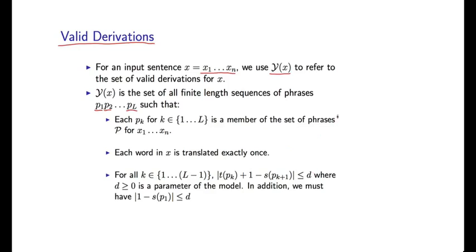Firstly, each phrase, remember each phrase is a triple S, T, and then E, which is a sequence of English words. Each of these phrases has to be a member of the set of phrases for x1 through xn. So each phrase has to be valid under the phrase-based lexicon. The second constraint is kind of obvious. It just says that each word in the input sentence has to be translated exactly once.